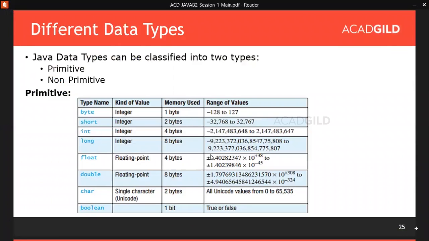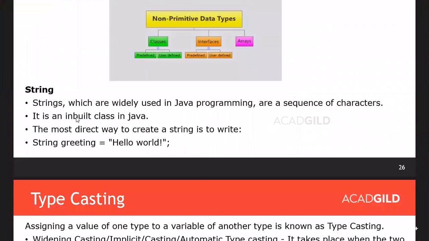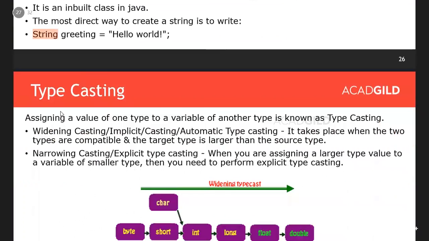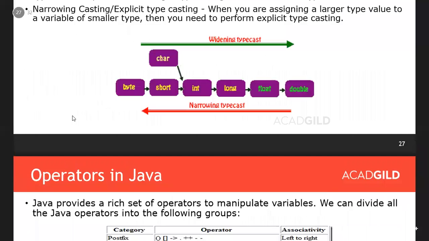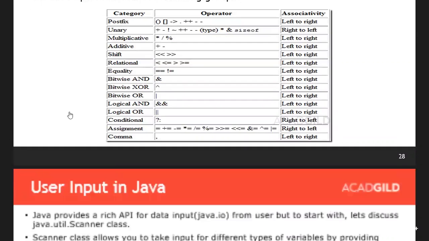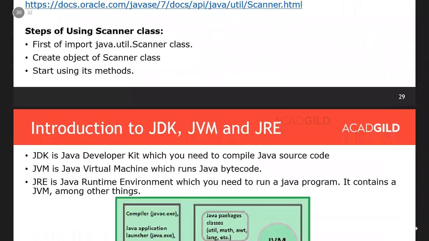We will explain the complete chapter. These are the different data types: classes, interfaces, and all the things. The strings, I already explained strings with a simple program. For a string, you put the value, for example a string greeting, hello world. Typecasting, don't go deep into that. Operators, you have to work on additive and multiplicative operators today. User input, don't go for this today because you will get confused. Yes, this is very important for you: the JDK, JVM, JRE.